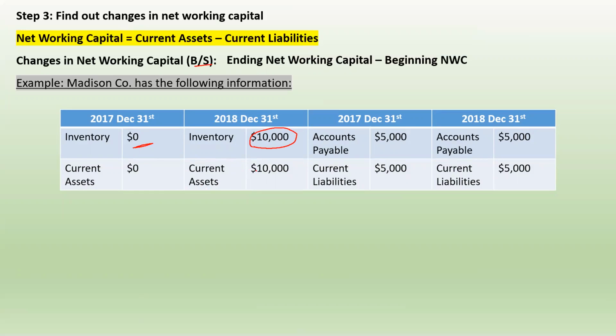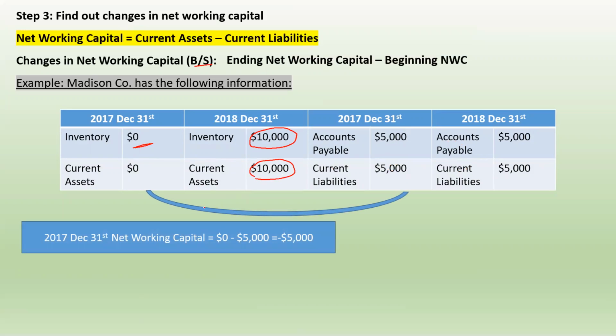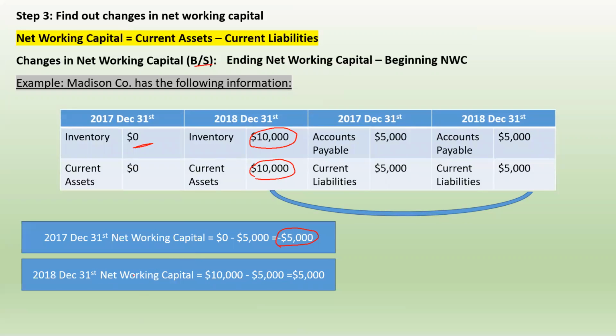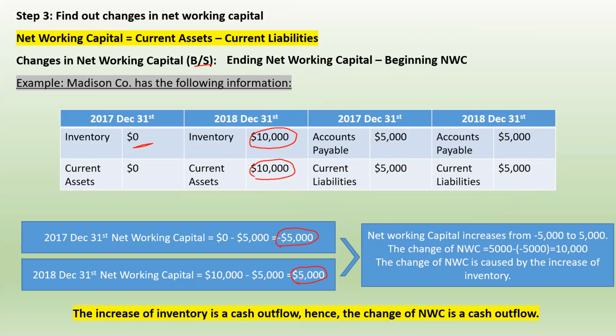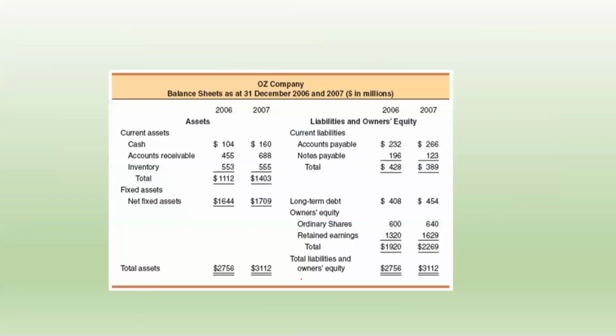So we found out the current assets increased by 10,000. The current liability does not change. We found out that at the end of 2017, net working capital is negative 5,000. And at the end of 2018, the net working capital is positive 5,000. So the change in net working capital is 10,000, which is caused by the increase of inventory. So basically it means we spend some money to buy inventory. The inventory is a cash outflow. So the changes in net working capital is also a cash outflow.